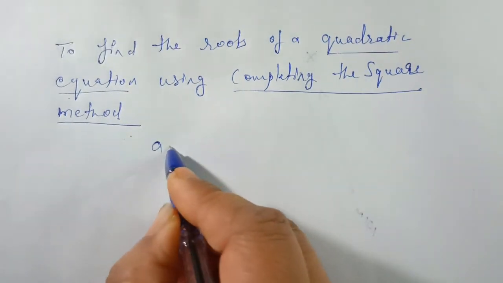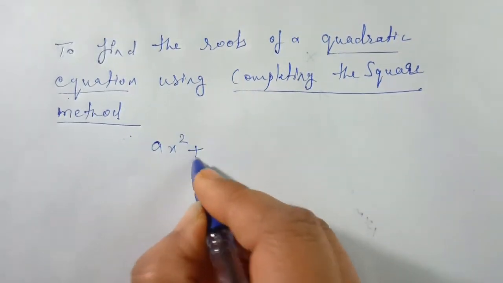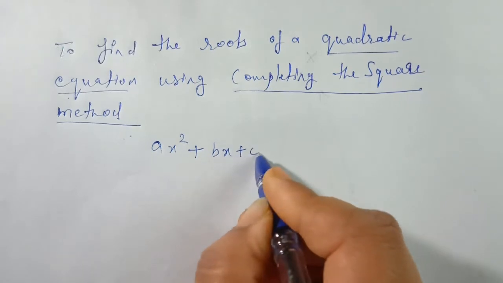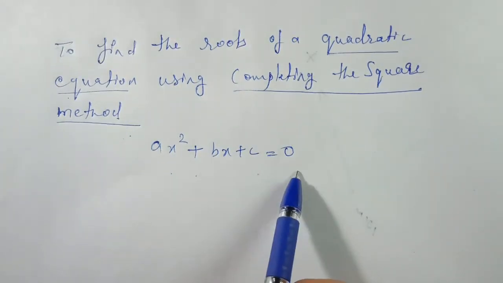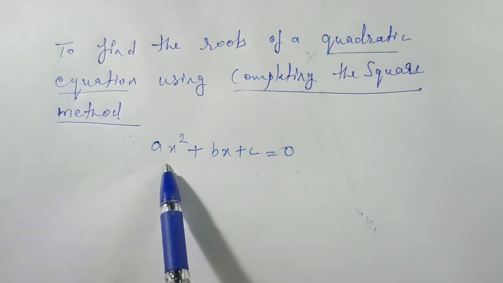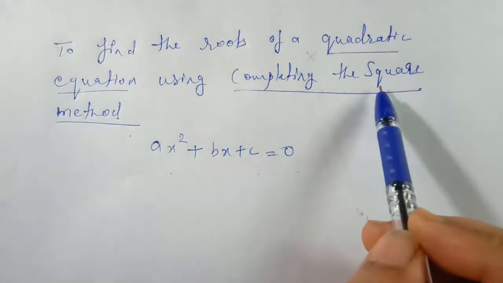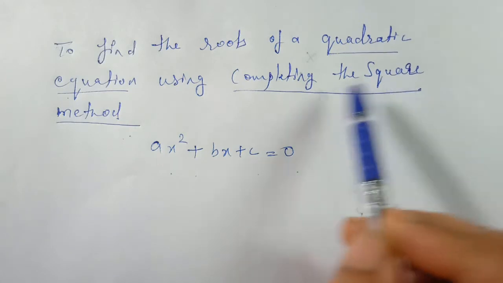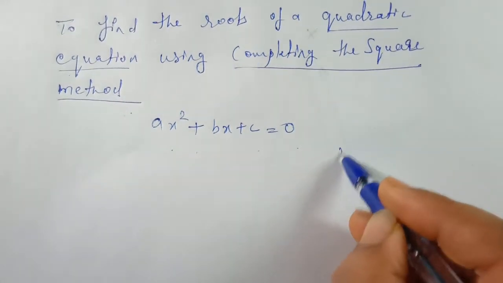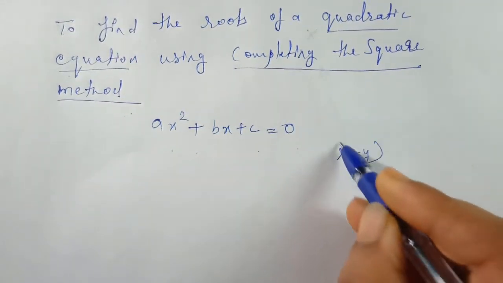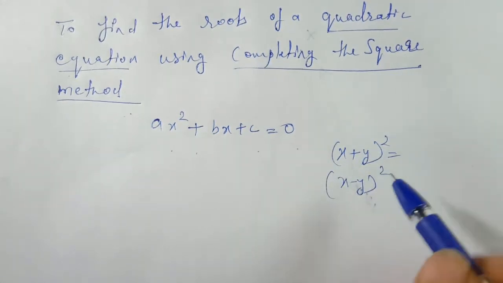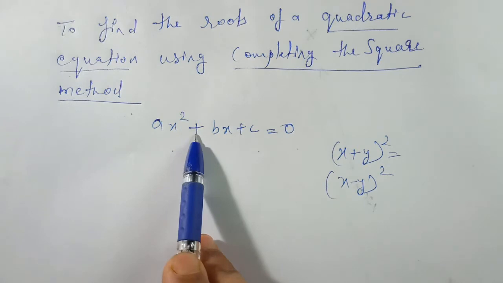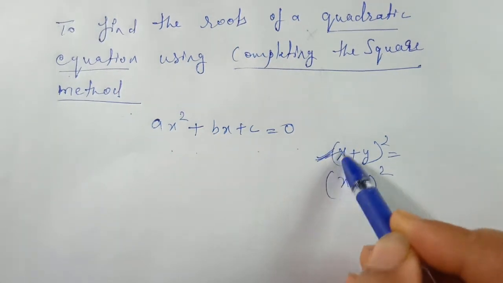We know that the general form of a quadratic equation is ax square plus bx plus c equal to 0. This is the general form of a quadratic equation. Now we have to change it into the form of the completing the square method. Completing the square means we have to frame the identity (x plus y) whole square or (x minus y) whole square. So here the sign is positive, so I'm going to take this one.